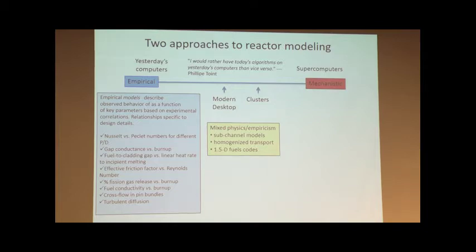Then in the middle, for modern desktops and clusters, we usually have some slightly generalized version where there is more physics in the codes, where we do parameterizations and collapsing of parameters, but we solve gross momentum balances and homogenized transport methods and so forth, requiring faster computers.